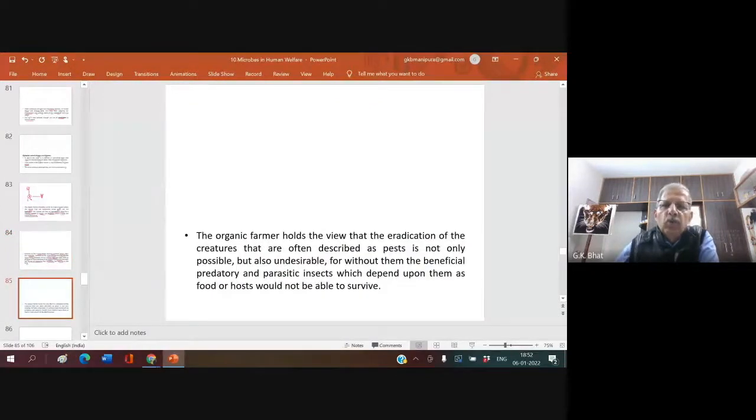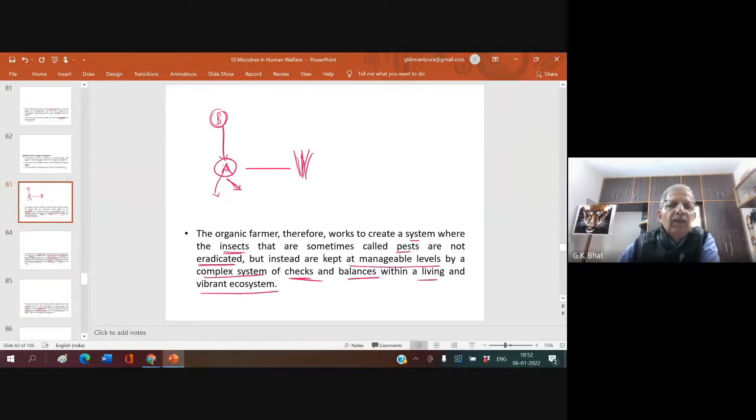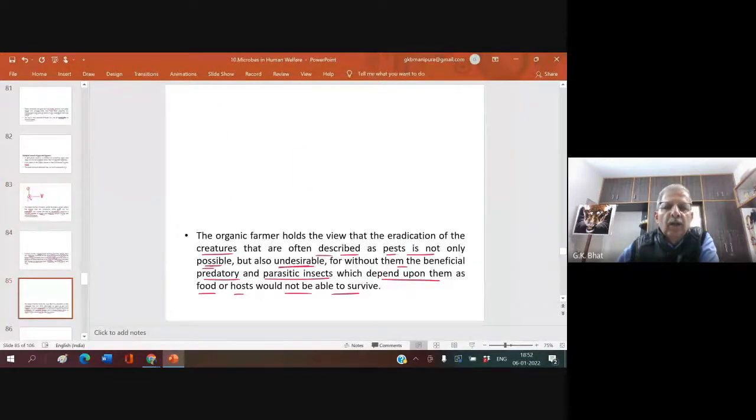The organic farmer holds the view that the eradication of creatures that are often described as pests is not only possible but also undesirable. Not only possible but also undesirable. For without them, the beneficial predatory and parasitic insects which depend upon them as food would not be able to survive. Whenever we are killing this A, that B is dependent on that. So this will be trouble. So we don't want to go for that, right?